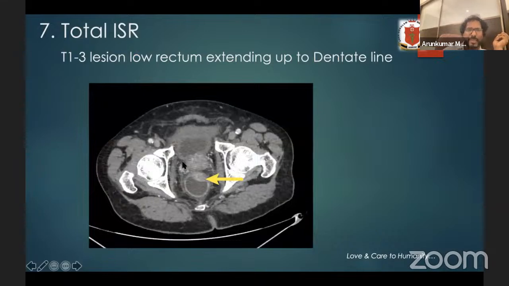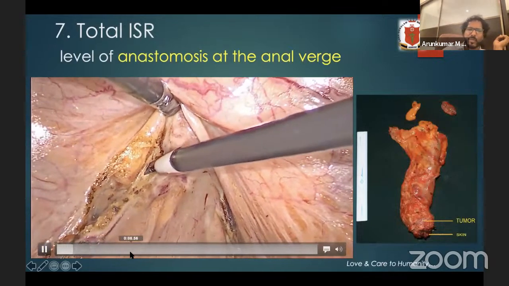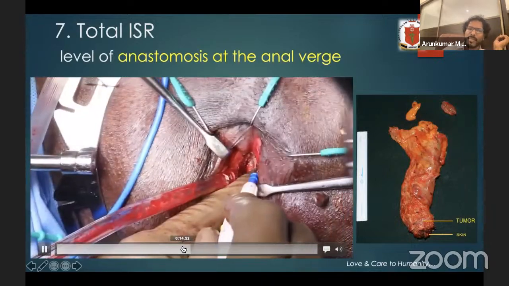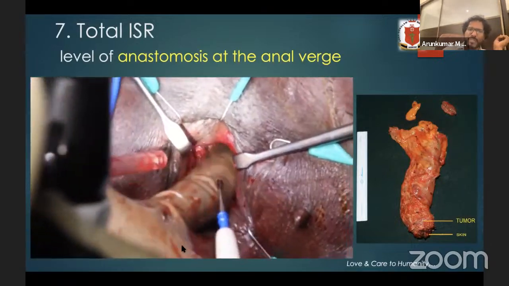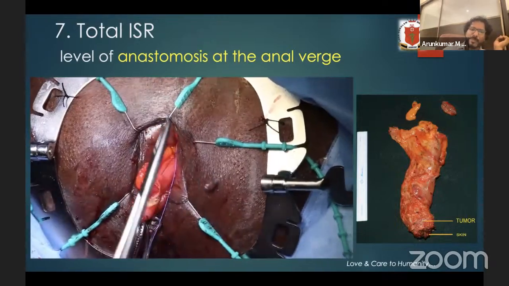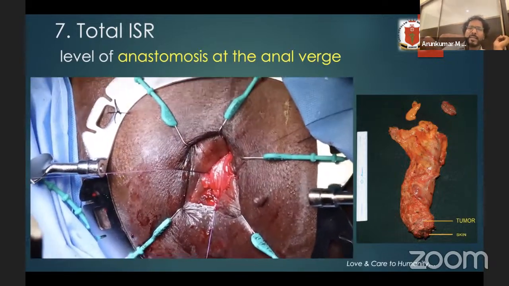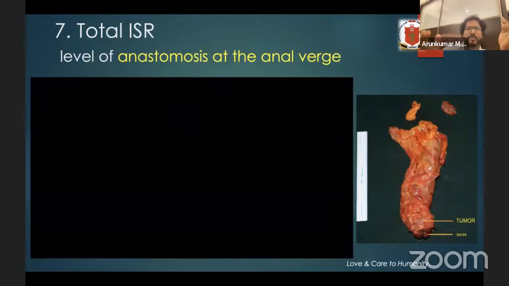When to call it a total intersphincter resection? This is done especially when the lesion shows some carpeting, especially in the submucosal tissue, not exactly through the muscularis, usually after neoadjuvant treatment. Here the initial mobilization is almost the same, but you can see the post-chemo changes. We need some kind of retractor, and we do the perineal dissection from below. Once the specimen is out, again it's a hand-sewn coloanal anastomosis, and a part of the anoderm is removed. So finally, the total ISR has the level of anastomosis at the anal verge.